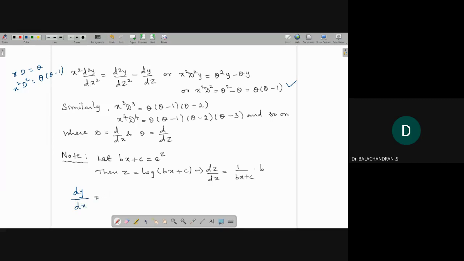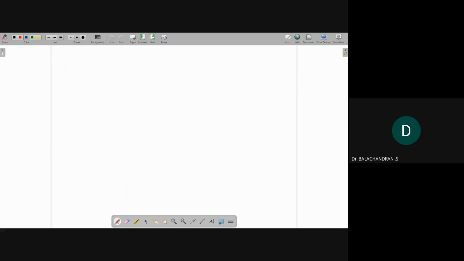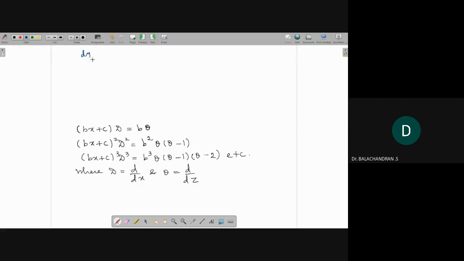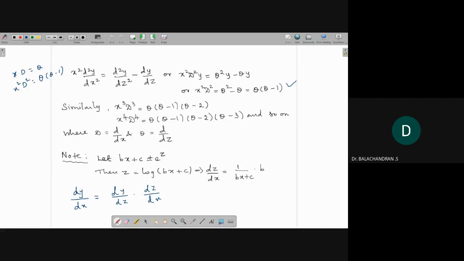So dy by dx is equal to dy by dz into dz by dx. I will write on the next page. So dy by dx equals dy by dz into dz by dx, and dz by dx is b by bx plus c.